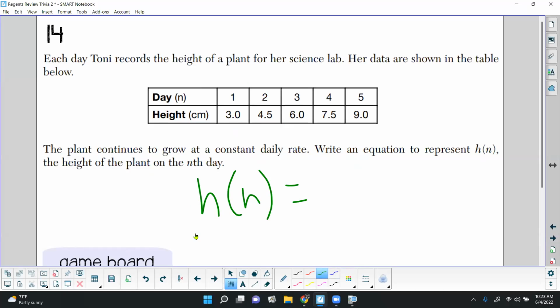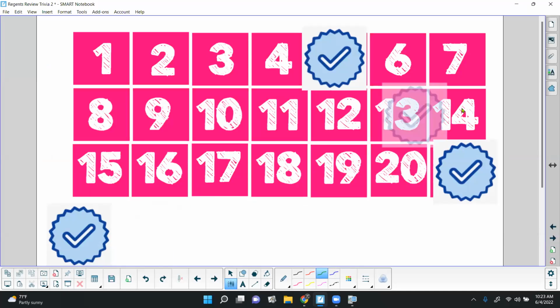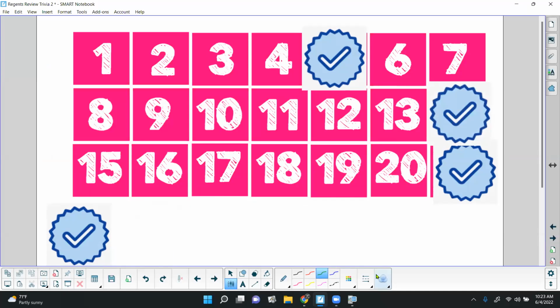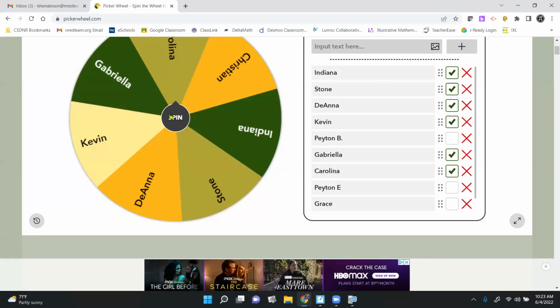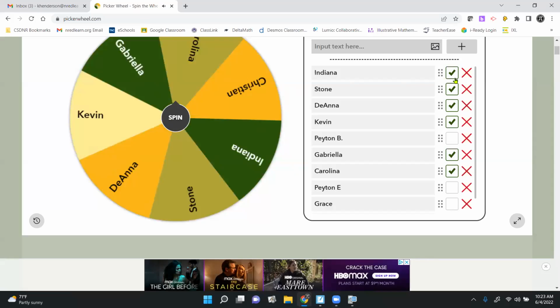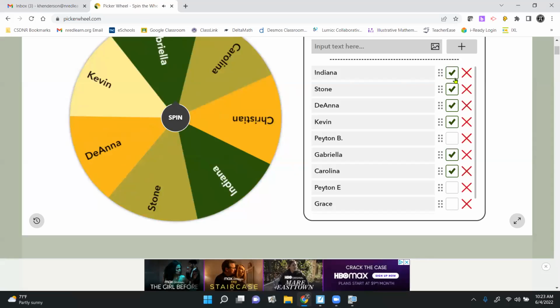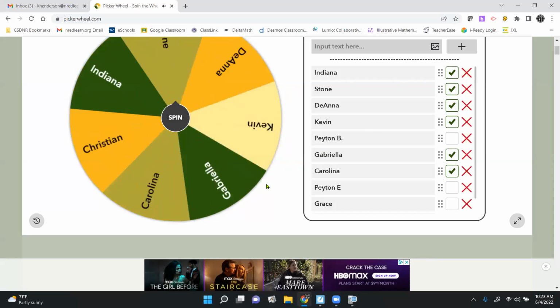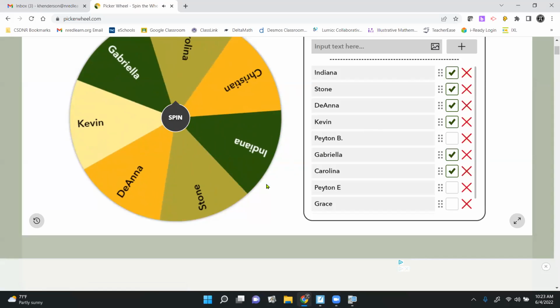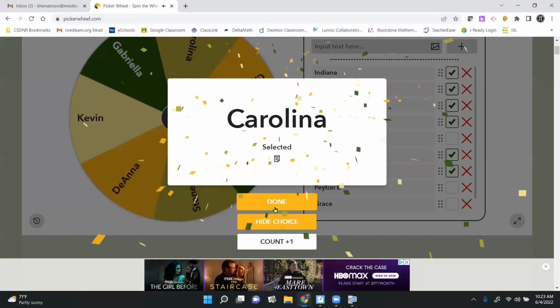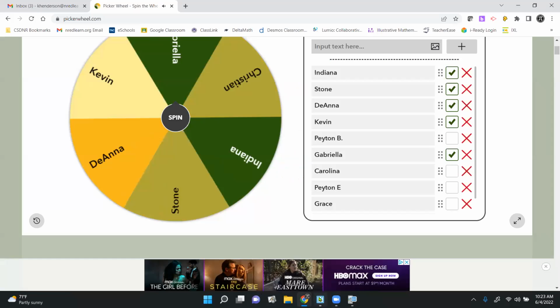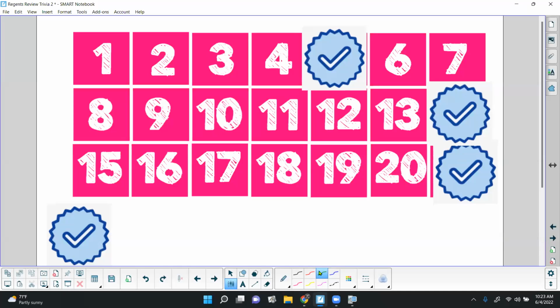Question 14, back to the game board. 14 is taken. And back to my spinner. Next up. Okay, who's picking this time? It's Carolina. Woo! What's your lucky number, kiddo? 18. All right, let's see what we got.